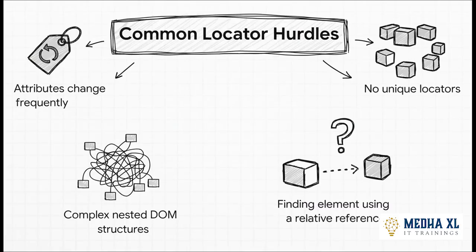So what are the usual suspects here? You know the drill. We've got those dynamic attributes that seem to change with every single page load. We've got elements that have zero unique identifiers. And, oh yeah, those super deep, complex, nested page structures that are just a total pain to navigate. And of course, the classic, trying to find an element based on what's sitting right next to it.